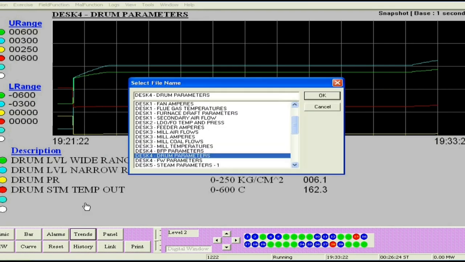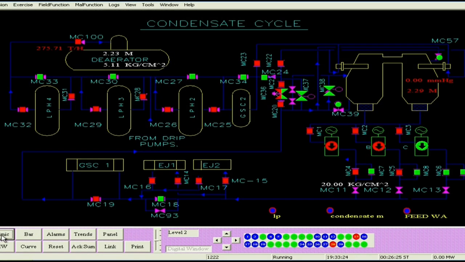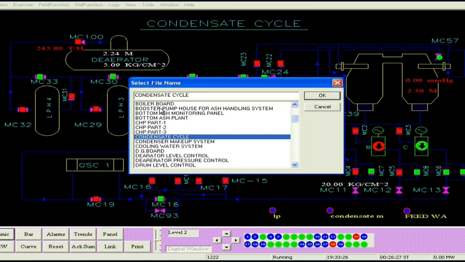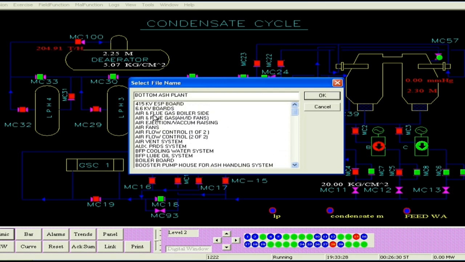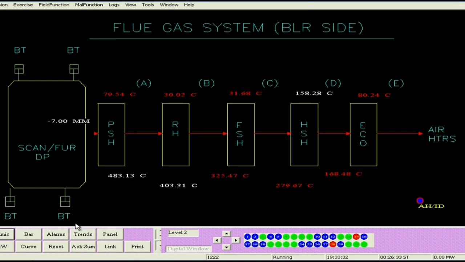Now this mimic is the condensate cycle. Herein we see the deaerator and the condenser, the levels also. Here are the temperatures of the flue gases leaving the primary superheater and all this. We watch that also, they are increasing.